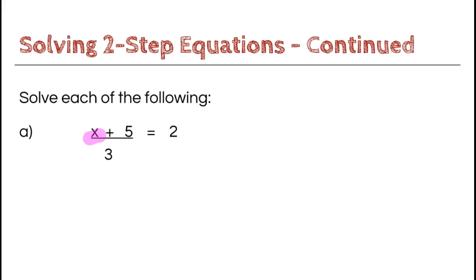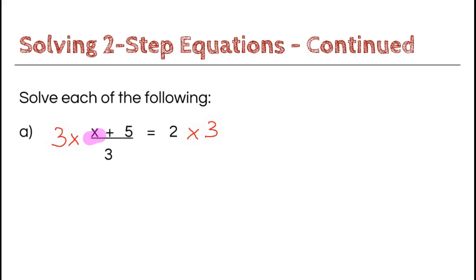And my strategy so far has been to tell you to find whatever's farthest away from the variable. So in this question, I can either choose the 3 or the 5. Now, the 3 is all on its own, not even on the same side of the fraction as the x, so it's farthest away. So since I'm dividing x plus 5 by 3, I need to undo the divide by 3 by multiplying by 3. And whatever I do to one side, I need to do to the other.